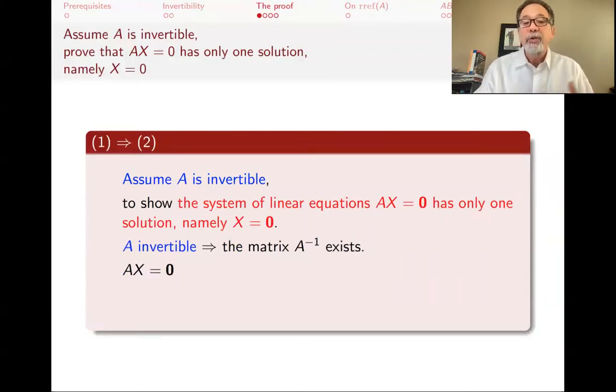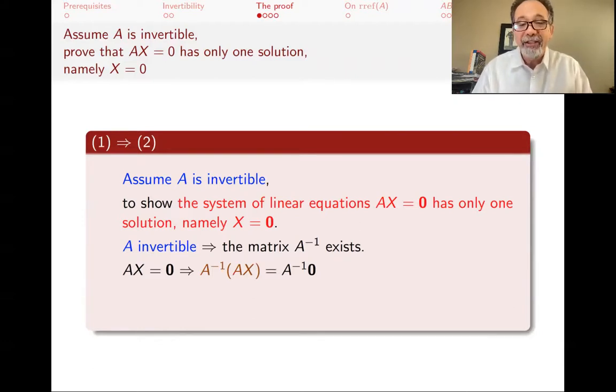Okay, so now I start with AX equals 0. What am I going to do? I'm going to multiply on the left by A inverse. So what's A inverse times AX? Well, A inverse times AX is going to be the same as A inverse times 0. Why? Because AX is 0.